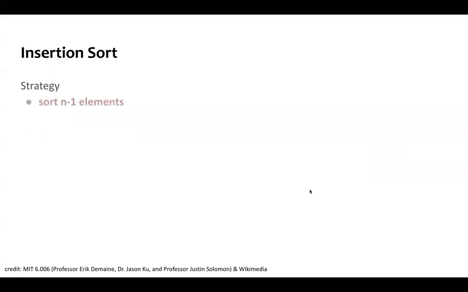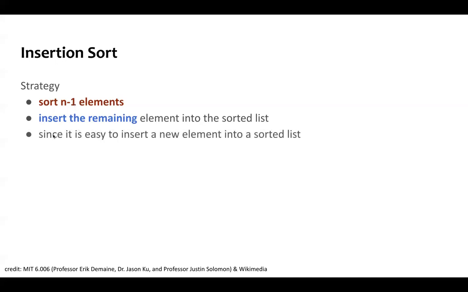The strategy is like this. First, we sort n minus one elements, right? And what we want to do is, we have one item left, and insert the remaining element into the sorted list. Because when these n minus one elements are sorted, it is easy to find the place where to insert the last item, right? So this is what I told you. It is easy to insert a new element into a sorted list.